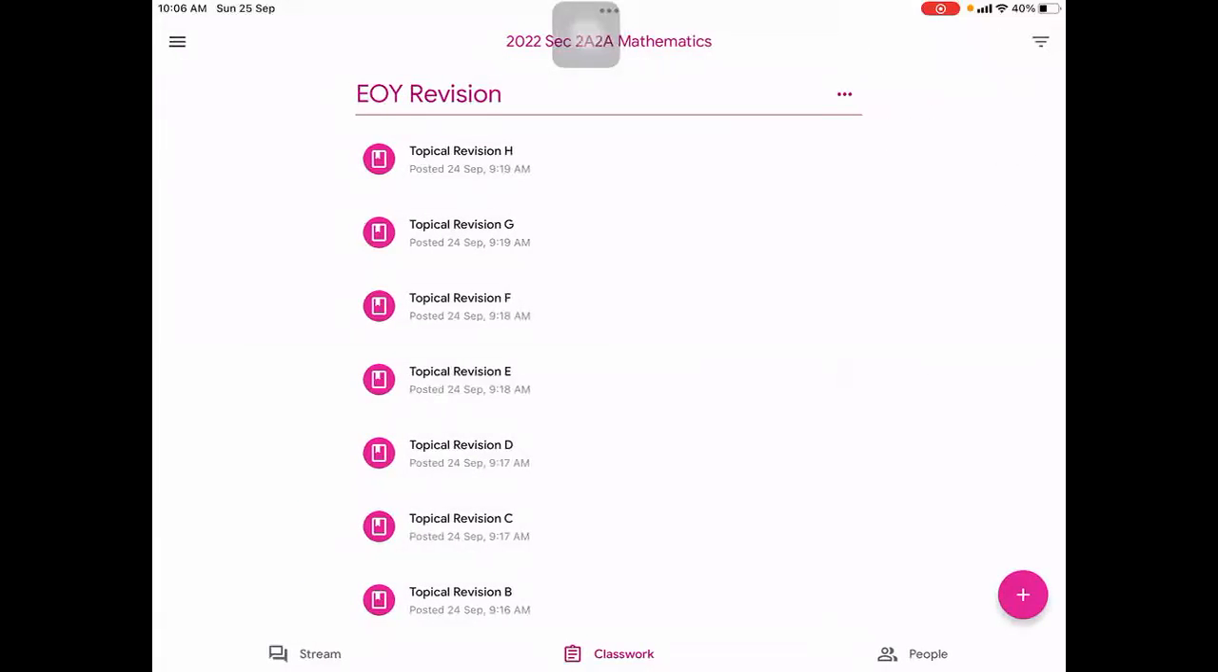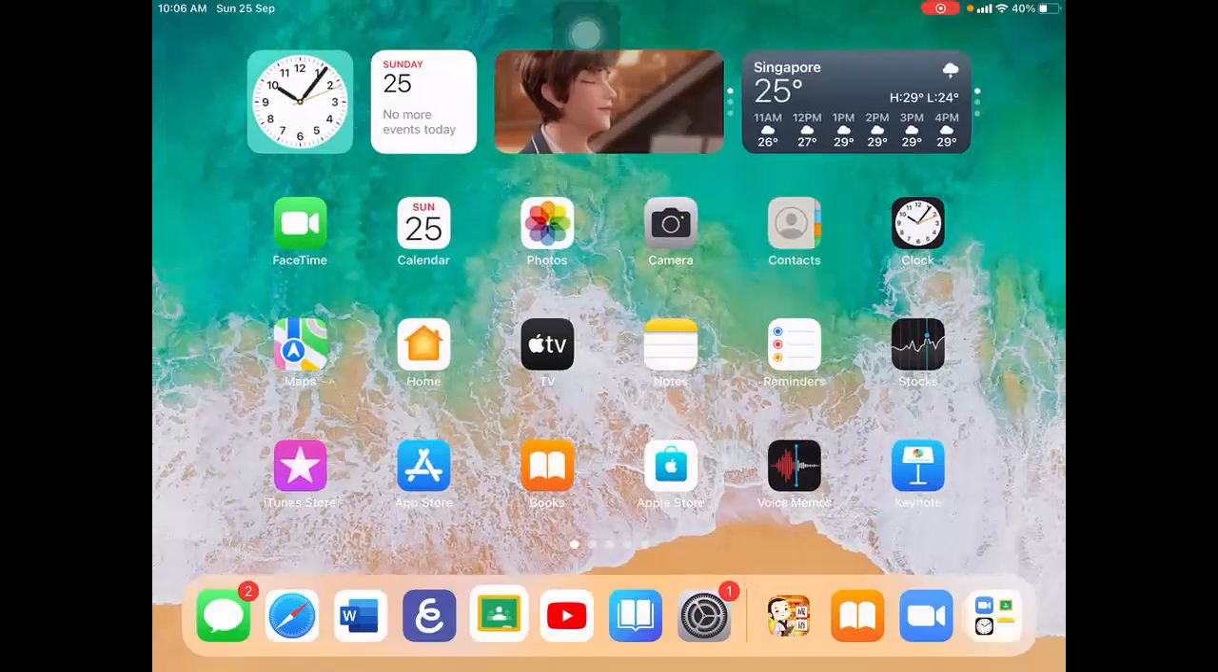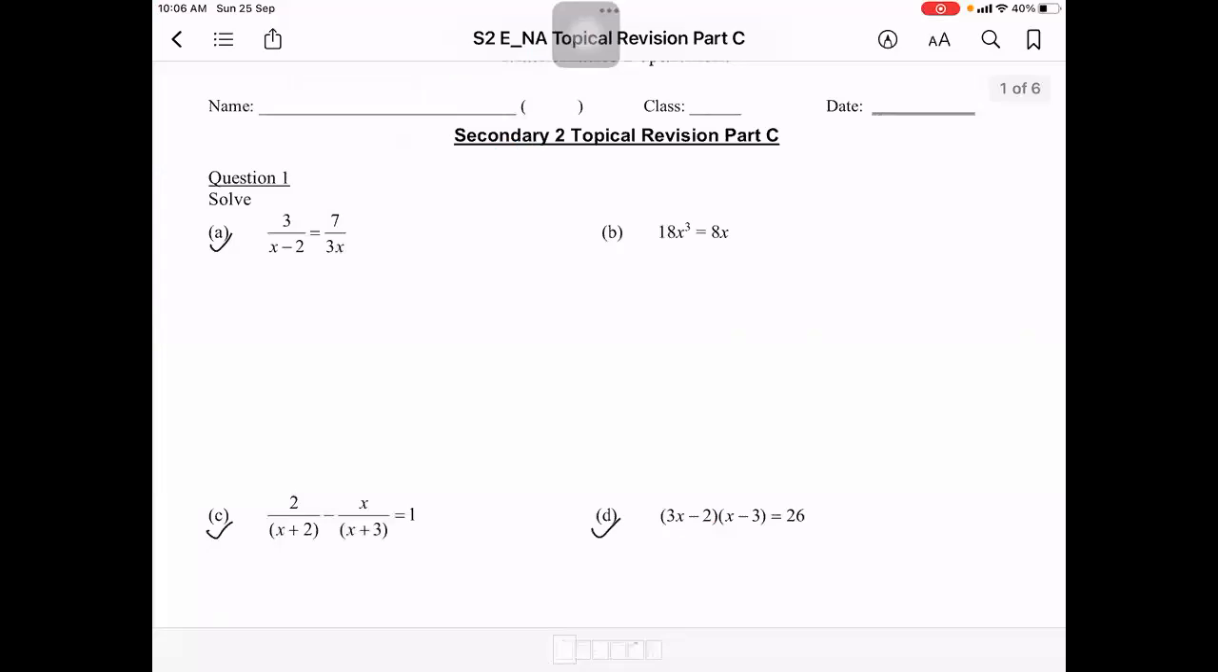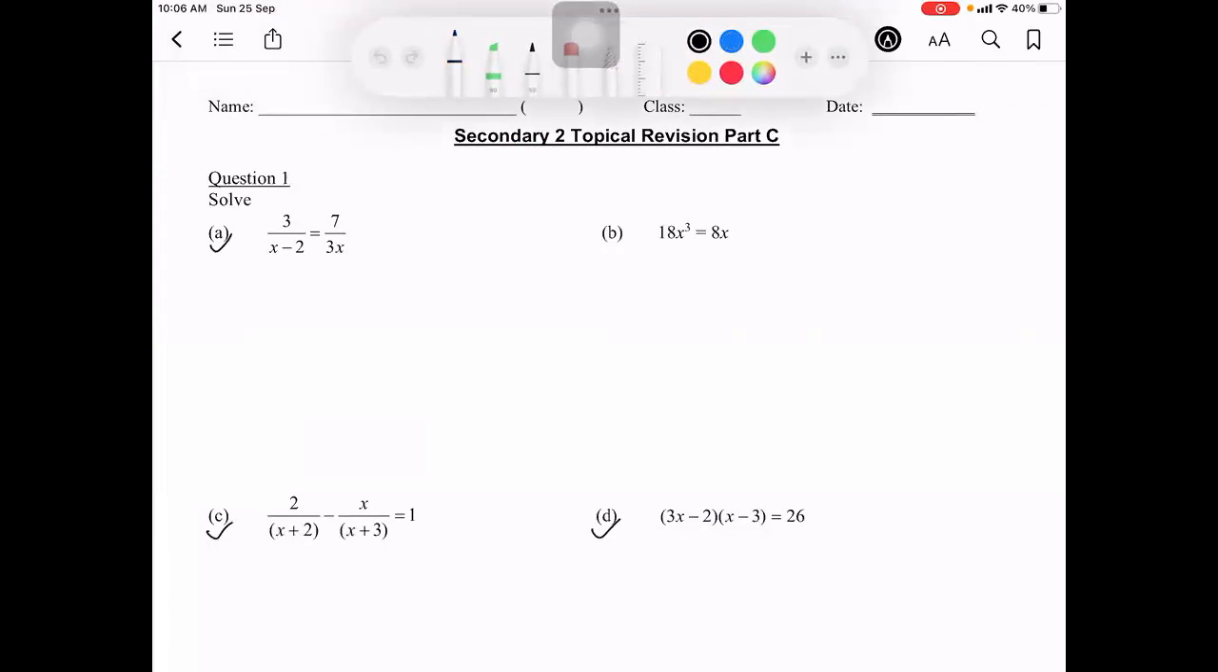So without further ado, let me begin with topical revision C. Some of the basic skills involve cross multiplication, all the different fractions, addition and subtraction of fractions, and most importantly, word problems. It'll be very difficult to manage, but we do it slowly. Now let's take a look at this topical revision C.